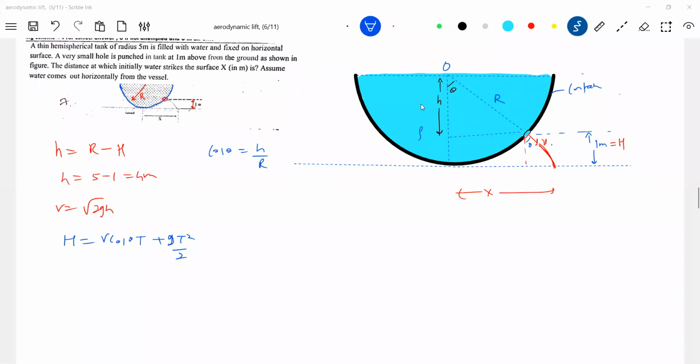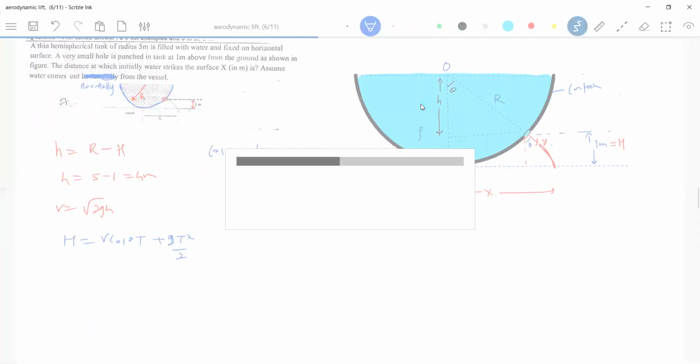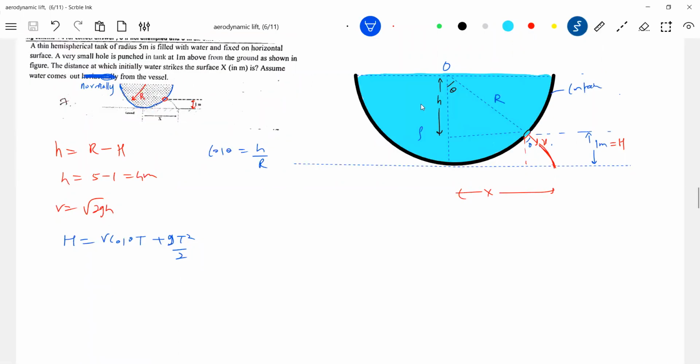No, wrong thing, wrong thing. Not horizontally, normally from the vessel. Question is wrong. Data is wrong. It cannot come. The velocity of efflux will be directed normal to the surface of the wall.